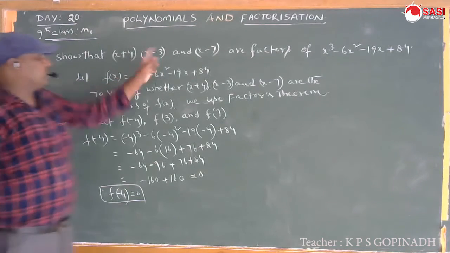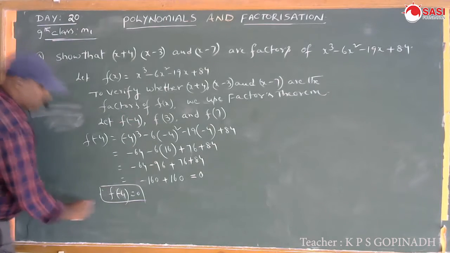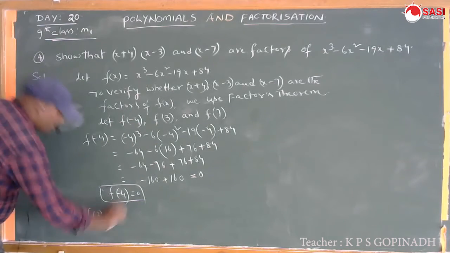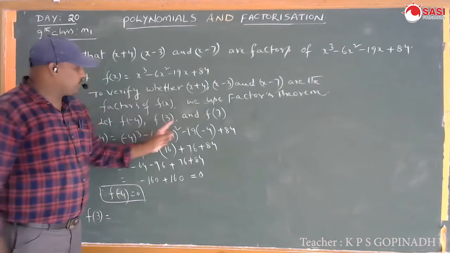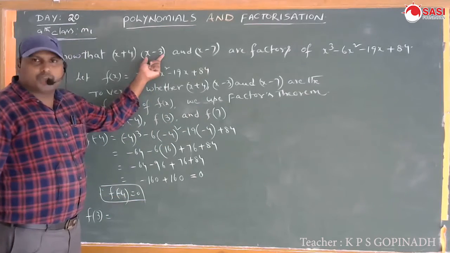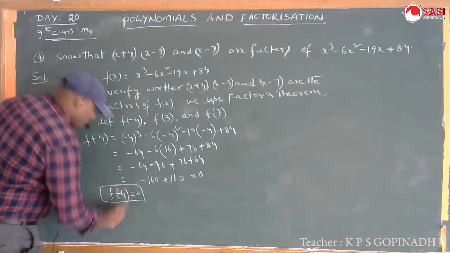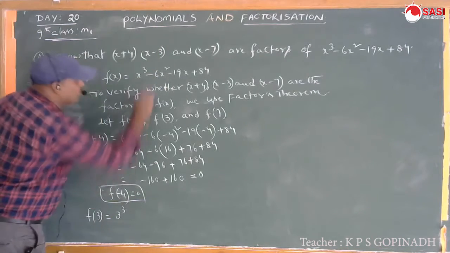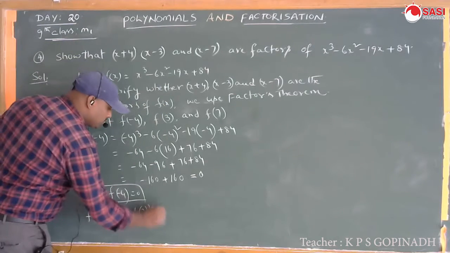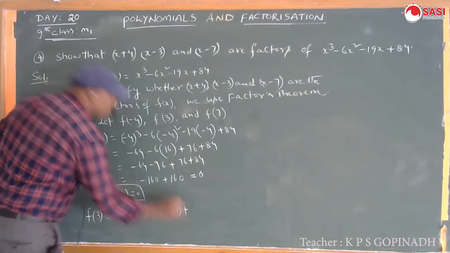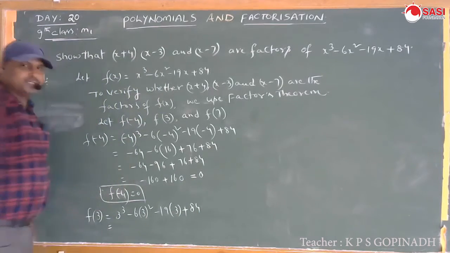Next, coming to f of 3, calculate. How did we get f of 3? F is the zero polynomial of x minus 3. So put x is equal to 3. 3 cube minus 6 into 3 square minus 19 into 3 plus 84.